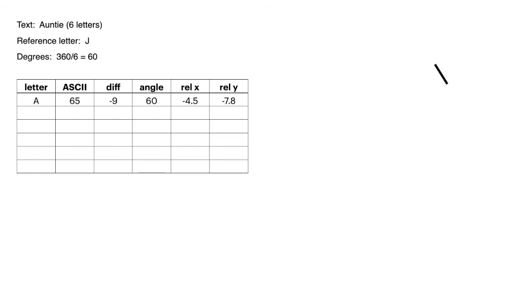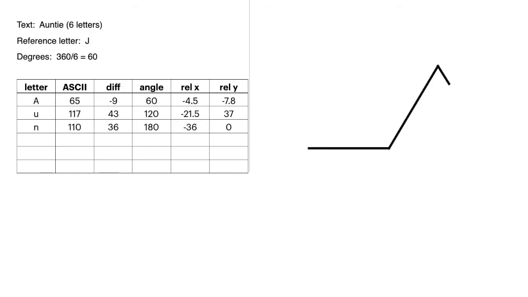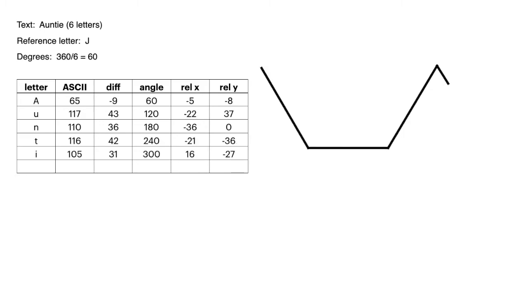Okay. So we have the first side. Next, we do the same thing for lowercase u. I'm just going to fill in the chart. Note that the difference is now a positive number, and the angle is now 120. That gives us this side, and so on. This is one of the reasons I chose a 6-letter word. Some of the lines get to be horizontal, so it's easier to draw. And so on, and so on.